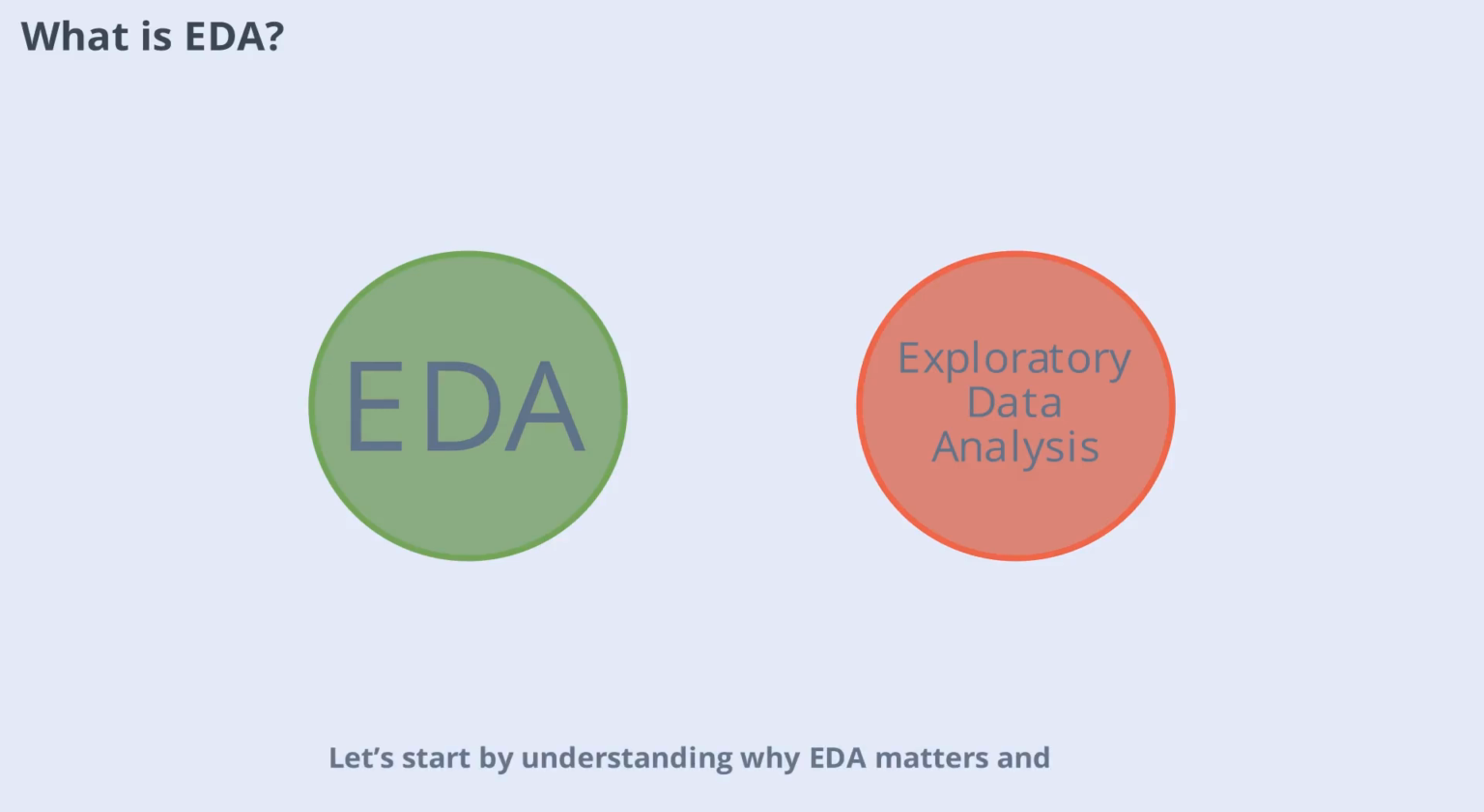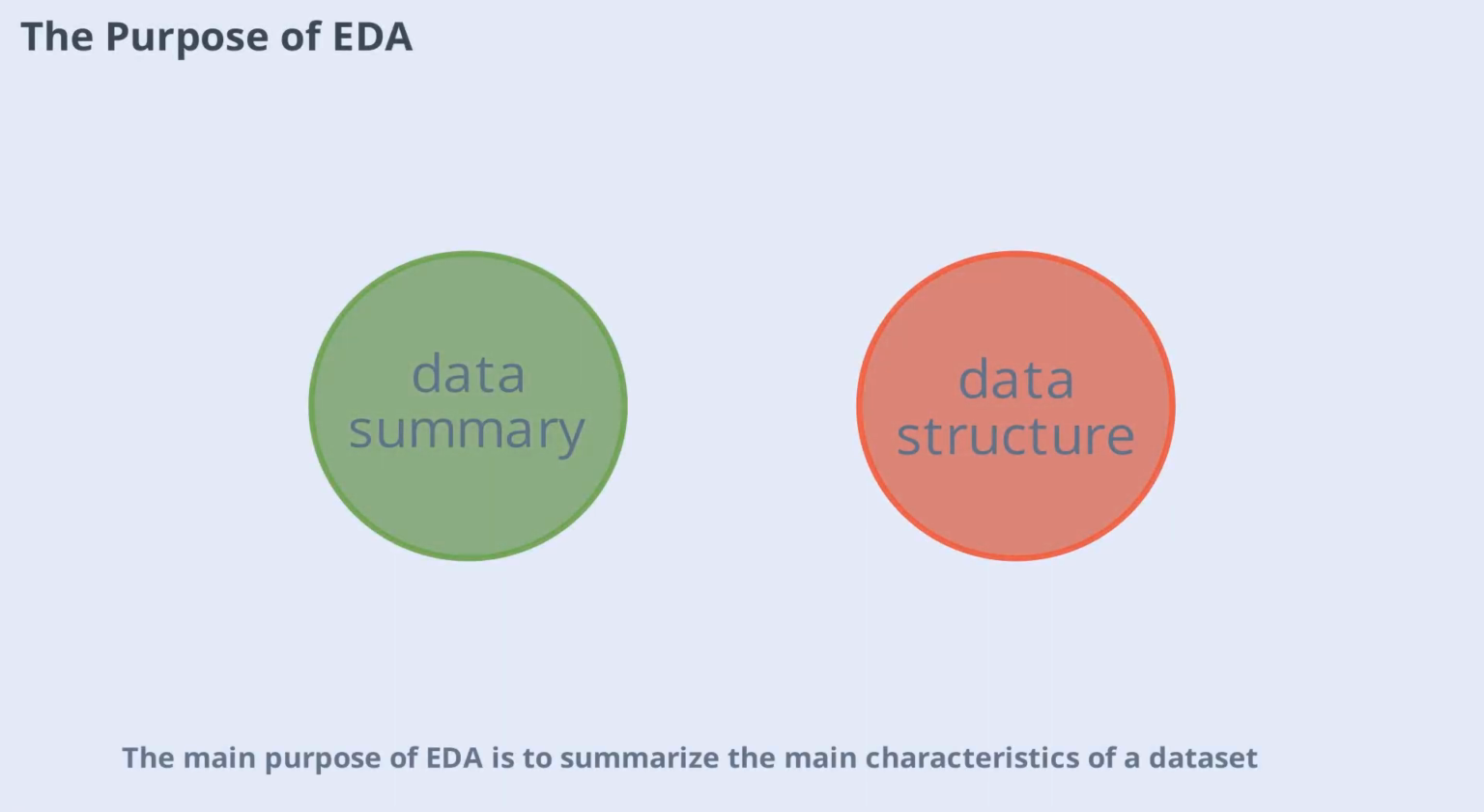Let's start by understanding why EDA matters and how it sets the foundation for successful data projects. The main purpose of EDA is to summarize the main characteristics of a dataset, often visually. Before jumping into complex modeling, EDA allows us to understand the data's structure, spot trends, and identify potential problems. This process helps us ask better questions and avoid mistakes later. By exploring the data thoroughly, we can choose the right modeling techniques and avoid being misled by outliers or errors.